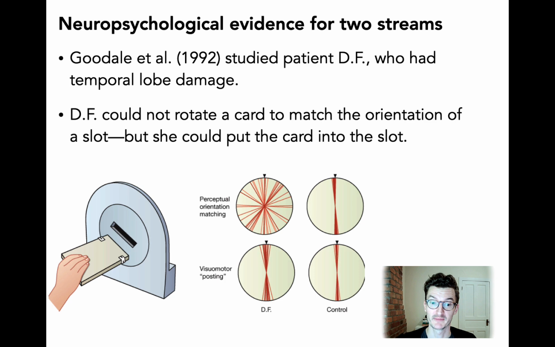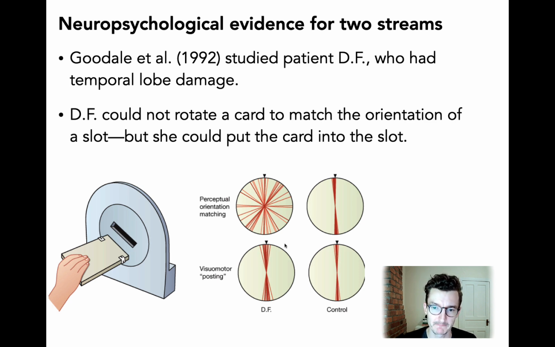So you're shown a mail slot at 90 degrees, for instance, and you simply have to draw a line at 90 degrees, or say the mail slot is at 90 degrees. You're shown a mail slot at 180 degrees, you simply have to draw a line at 180 degrees. So very simple task. Obviously, we could all do this. The second aspect of the task involves posting a piece of mail through the slot. And what's remarkable here is that Goodale found that this patient with temporal lobe damage could not say what angle the slot was at.